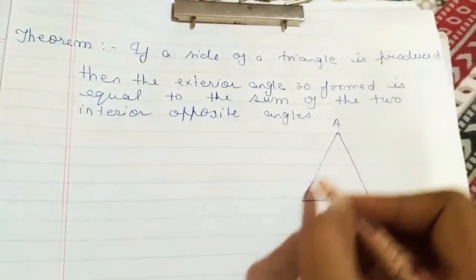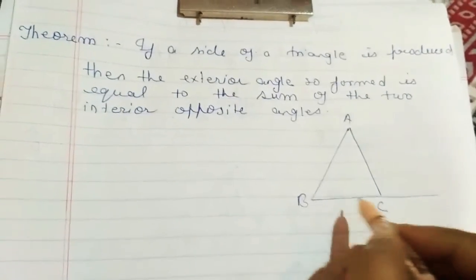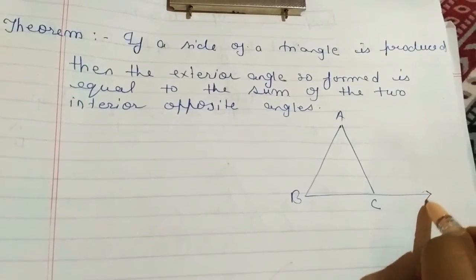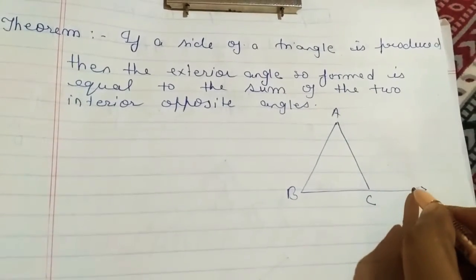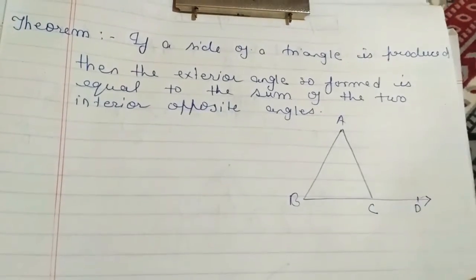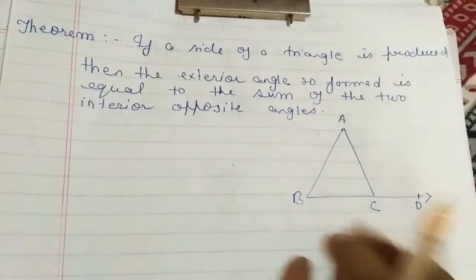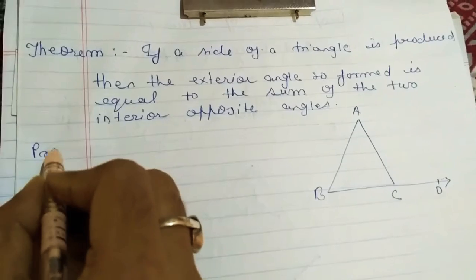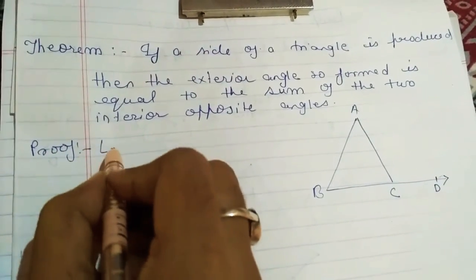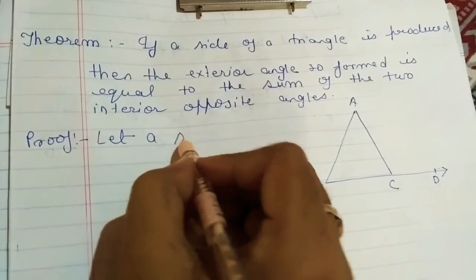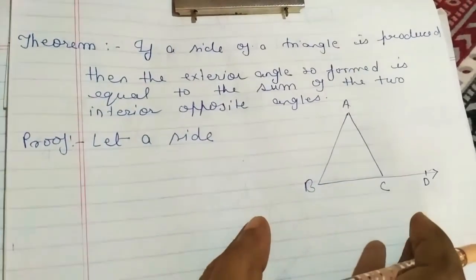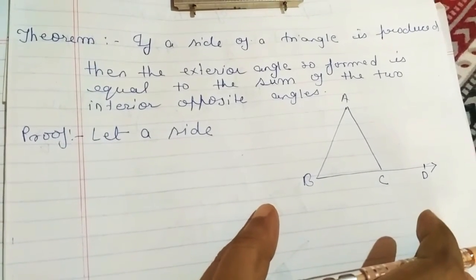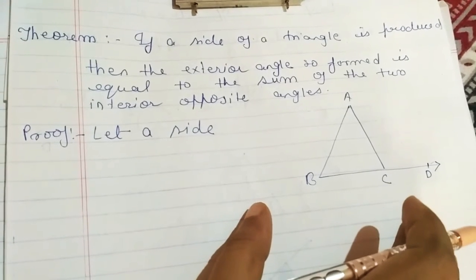Okay, this is triangle ABC, and I produce a side here, BC, to D. Okay, so whatever I mention here, just write down. Let a side, and this theorem is very important because this one also asks in standard 9. That's why I want to explain.